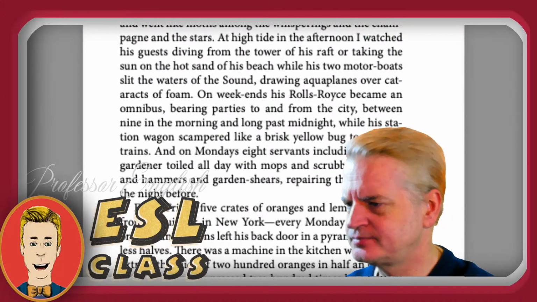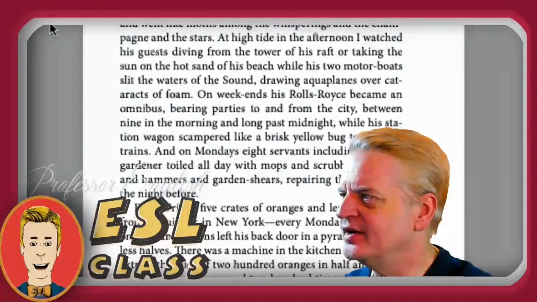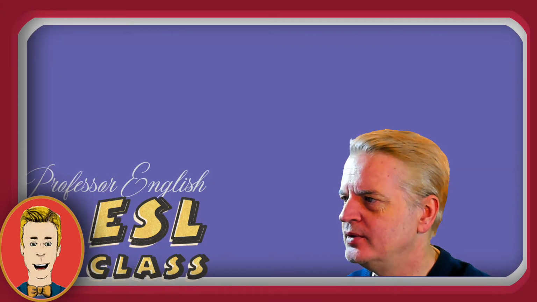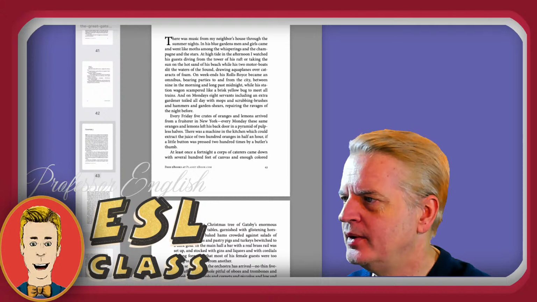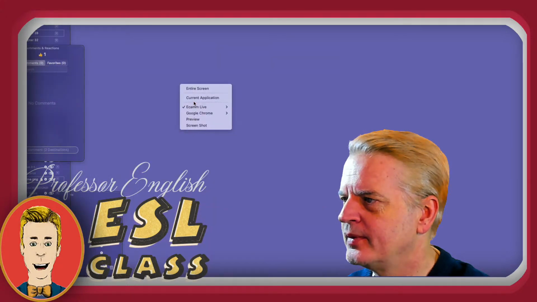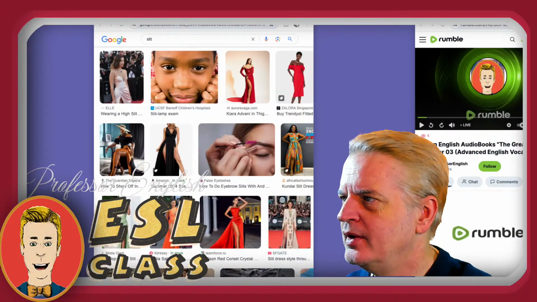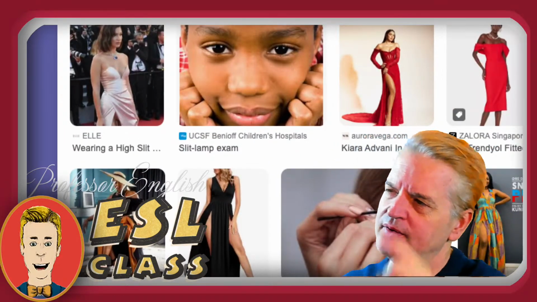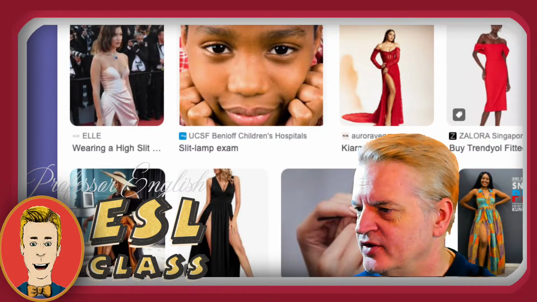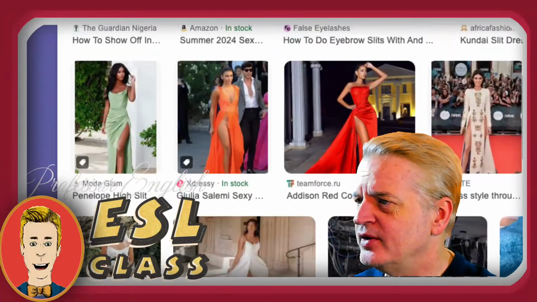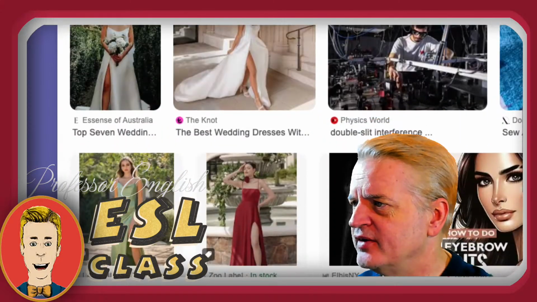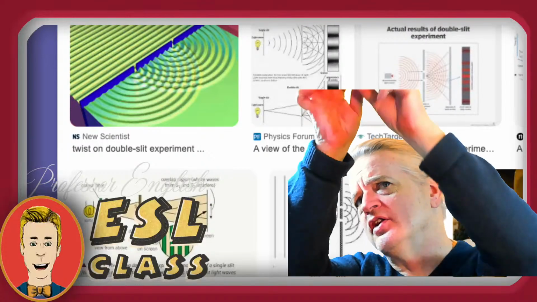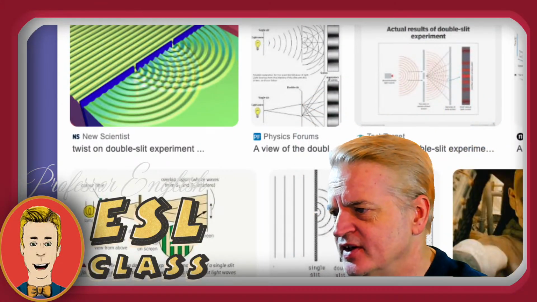I'm surprised that the main thing that you see when you look for a picture of a slit is this kind of dress where you can see the leg. That's called a slit in a dress. And it seems to be the only thing that they're showing. But slits can be a lot of different things. It just means like a small opening. A long and skinny opening is a slit.